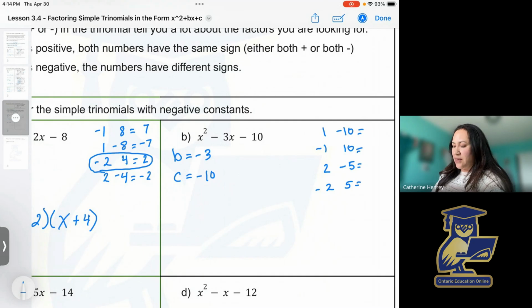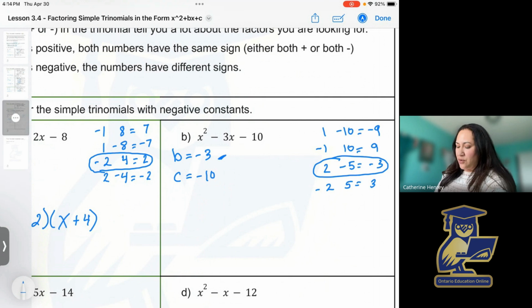1 minus 10 is negative 9. Negative 1 plus 10 is positive 9. 2 minus 5 is negative 3. And negative 2 plus 5 is positive 3. So again, because my B is negative, we have to take this pair of factors right here. So we'll have x plus 2 and x minus 5.